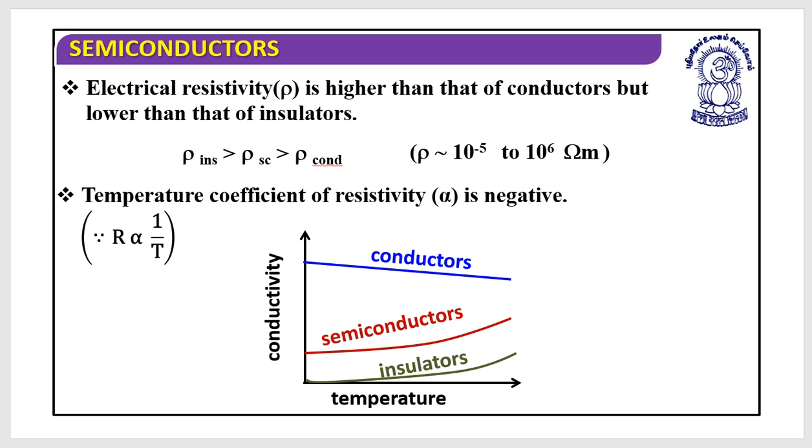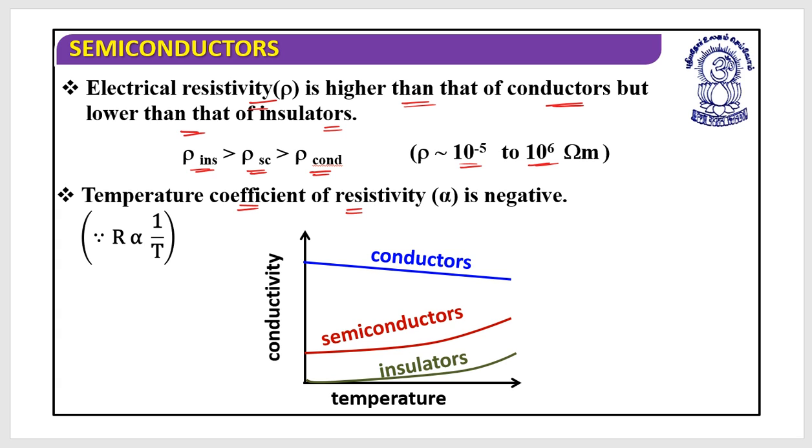Next, their electrical resistivity is higher than that of the conductors, but lower than that of the insulators. So in the sequence of resistivity, the resistivity of insulators is greater than the resistivity of semiconductors, which is greater than the resistivity of conductors. And the resistivity lies in the range of 10 to the power minus 5 to 10 to the power 6 ohm meter.